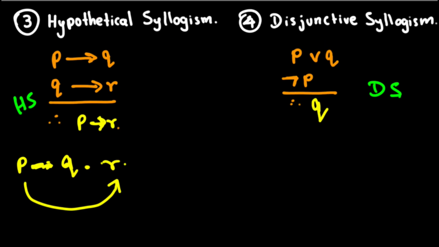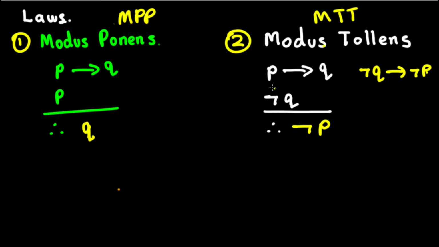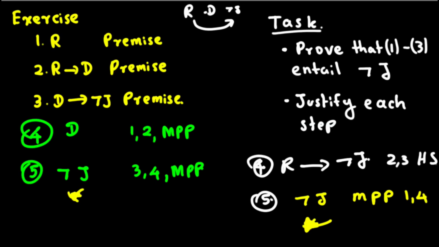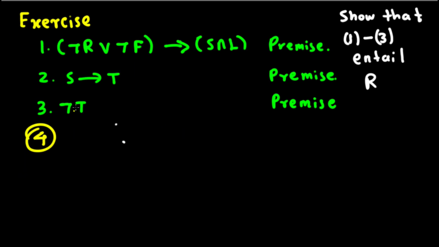Modus tollens says if you have P arrow Q and not Q, that's going to result in not P. And here we have S arrow T and not T, that's going to result in not S. Okay, not S. Here this is for 2 and 3, modus tollens.